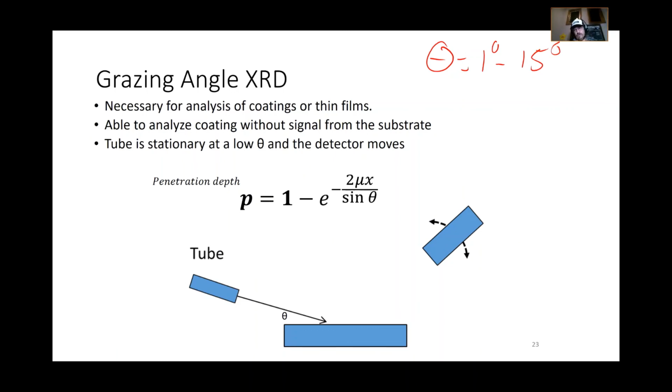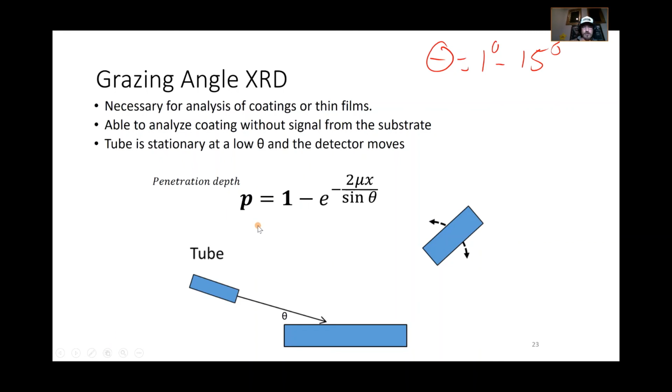And we also use this attachment called a pig snout. So we don't use the slits like we've seen before. We use this pig snout, which actually makes the beam collimated, so it makes it a circle instead of a line. And so you want to be able to analyze the coating without getting signal from the substrate.